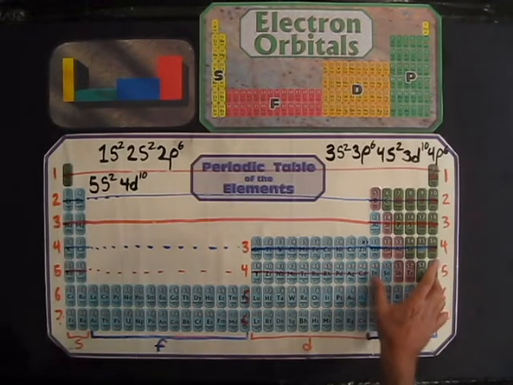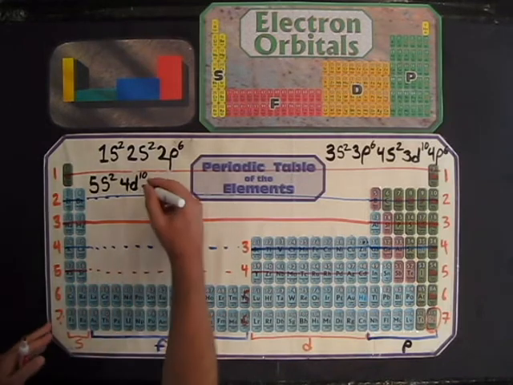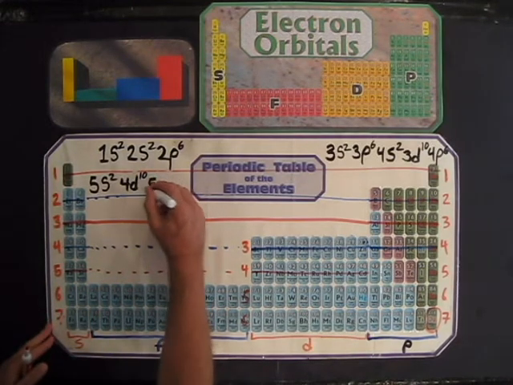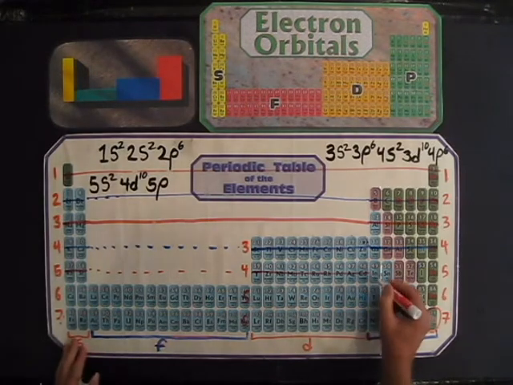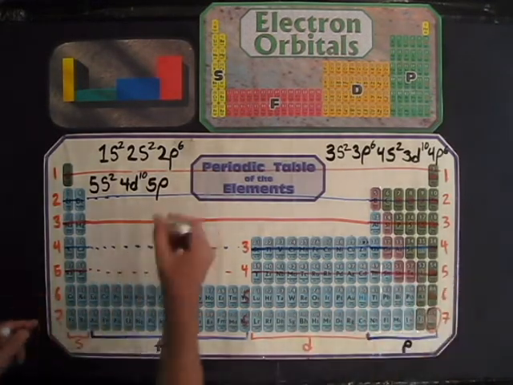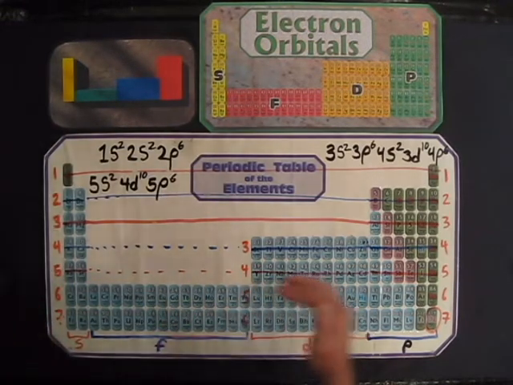Well, what's the last P we had? Last one we had was 4. Well, this must be 5. This must be 5P. And how many can that hold? If we go all the way to xenon, that can hold up to 6. Okay? So notice there's been a pattern.